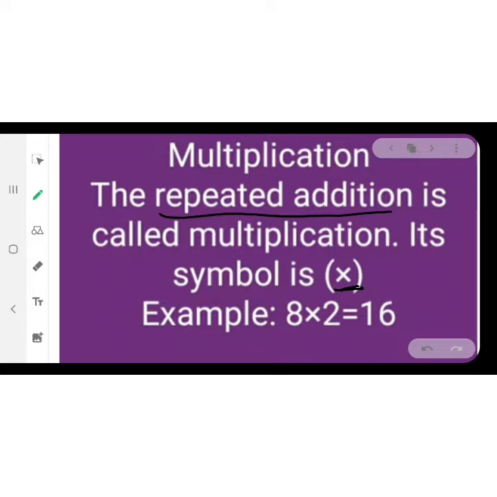For example, 8 is multiplied with 2, so 8 2s are 16. That means here 2 is written 8 times. So that can also be done with the multiplication. So 8 2s is 16.